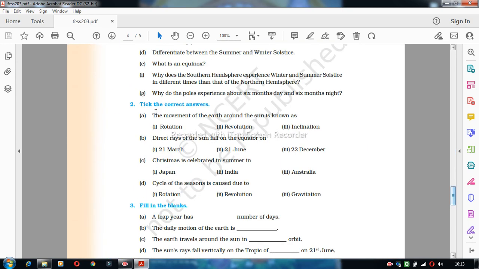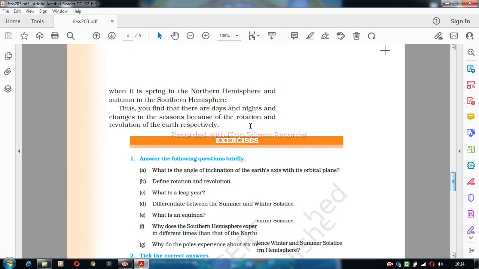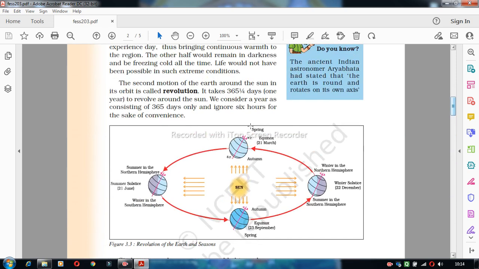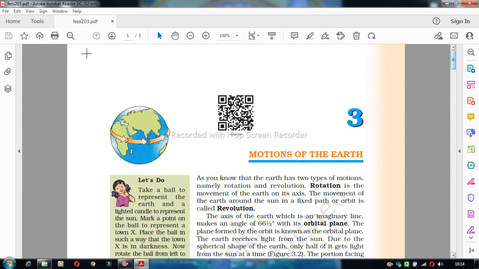Then there are the tick the correct answer and fill in the blanks. Those who understood this chapter very clearly have to do the tick the correct answer and fill in the blanks. When I discuss with you in the class, I will give the cadets opportunities to speak the question as well as the answer, right? So chapter number 3, Motions of the Earth, is completed here. Whatever homework part I have given you, please do that homework.